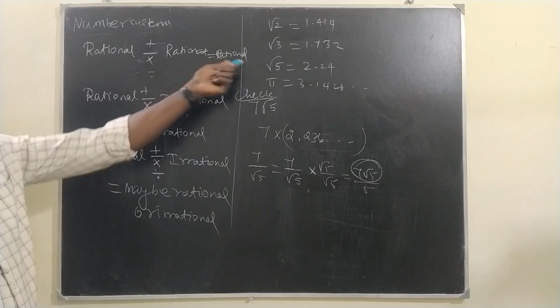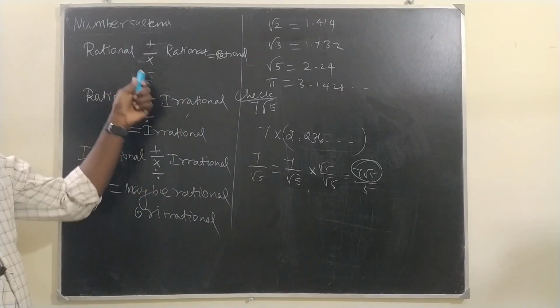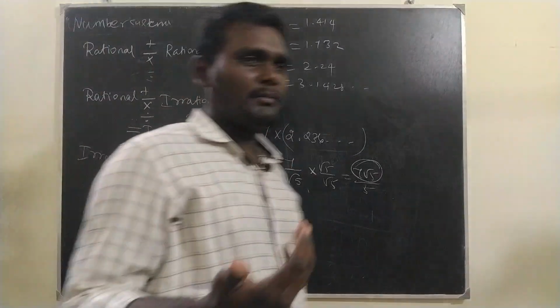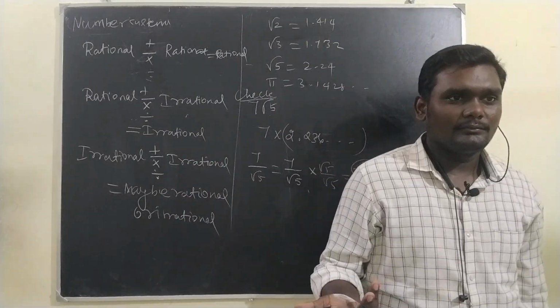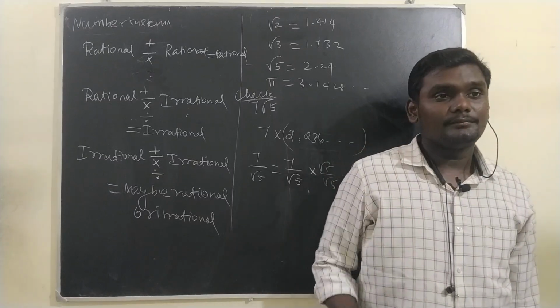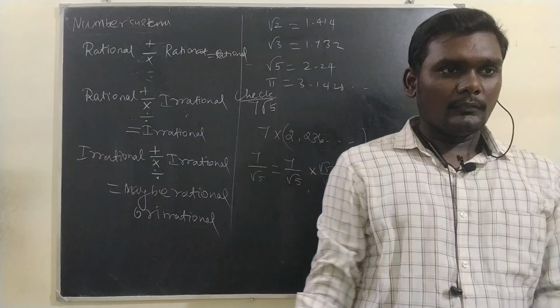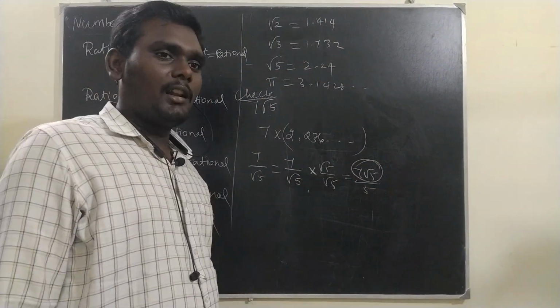Rational with rational, again it will be rational only, because we can write it in P by Q form, division also. Whenever you can write P by Q form, we may get a terminating decimal or a non-terminating decimal, but it would be repeating only. Non-repeating we can't get. Okay. Clear? There is no chance of getting non-terminating, non-repeating.